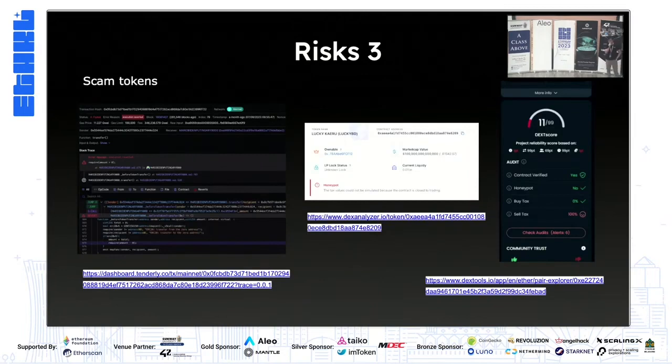The third one is outright scam tokens. You can say that meme tokens are a scam altogether, but these are the scams of the scams. It's also called a honeypot token. Essentially, you can only buy, you cannot sell. When you try to sell, it will throw some weird error that doesn't make sense. And a more interesting one is a sell tax of 100%. So when you try to sell, you end up with nothing. Some have 99%. Yeah, a little better.